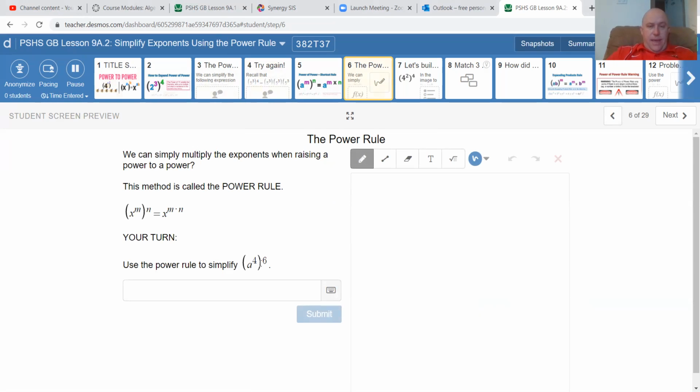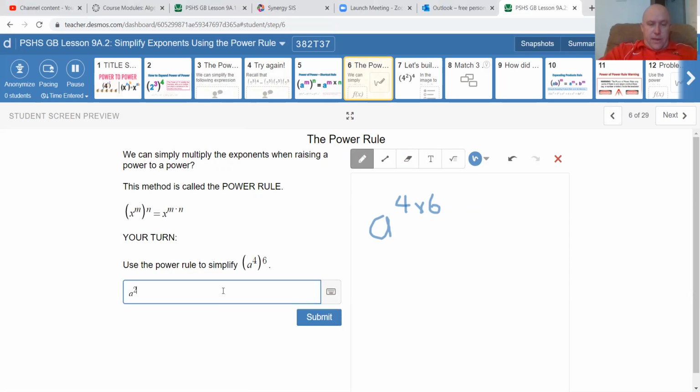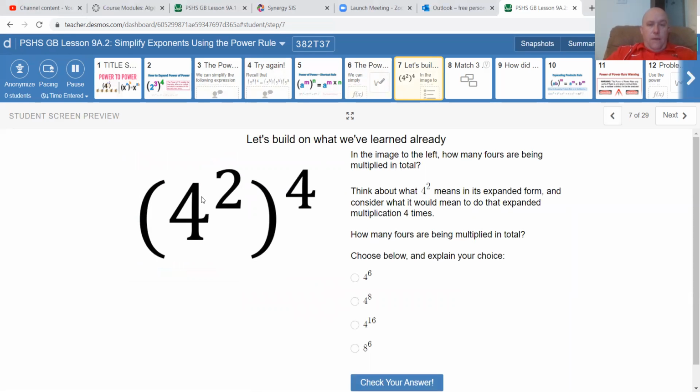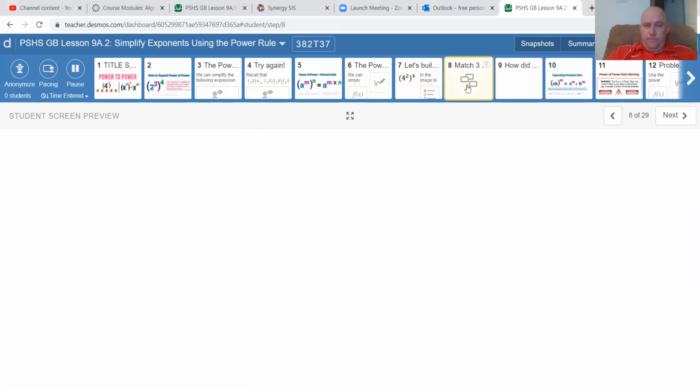So if we have a question like a to the power of 4 to the power of 6, all I'm actually doing is 4 times 6. And for that reason, you could obviously fill in the space there. That would be a to the power of 24. Let me see if it'll actually let me write it in here. Oh, there we go. That's probably even easier to do. And then you can see that says good work. Next, 4 squared to the power of 4. So I got my two exponents. So 2 times 4 is 8. So the answer should just be 4 to the power of 8.